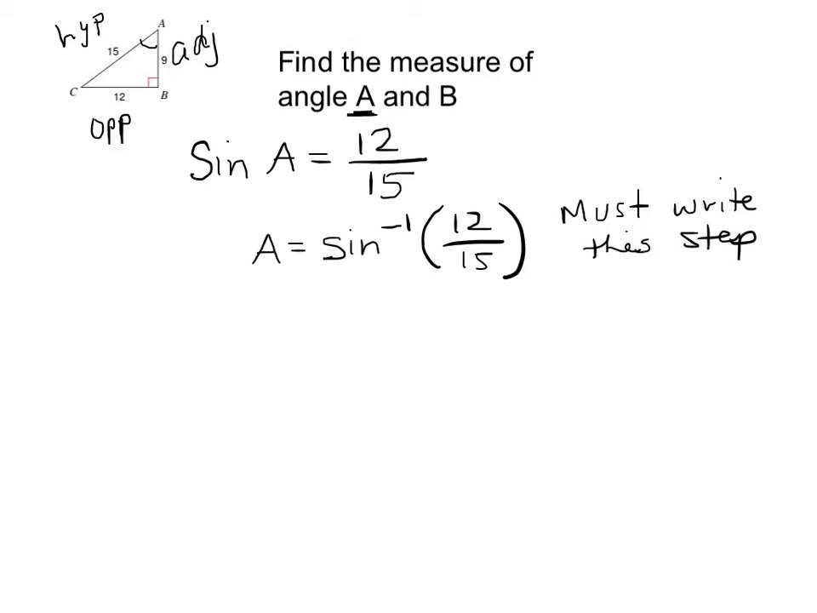Okay. So now go to your calculator and you're going to hit second sine. A parenthesis will come up. And you're going to do 12 divided by 15, close the parentheses, and press enter. When you do this, you're going to write down the final answer as a degree measure, because that's what you're trying to find. And it should be rounded to the nearest degree. So here, it should be approximately 53 degrees.